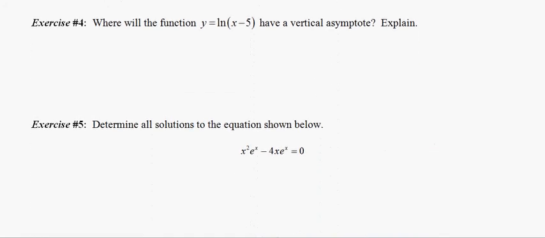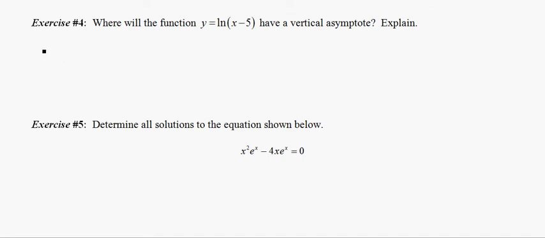Alright, now some sort of random questions here or there to strengthen some skills. Exercise 4 asks us, where will the function y equals ln of quantity x minus 5 have a vertical asymptote? Explain. Alright, pause the video right now and see if you can come up with the answer, and how would you justify it? How would you explain it to somebody? Alright, so hopefully you all said that it has a vertical asymptote at x equals 5.